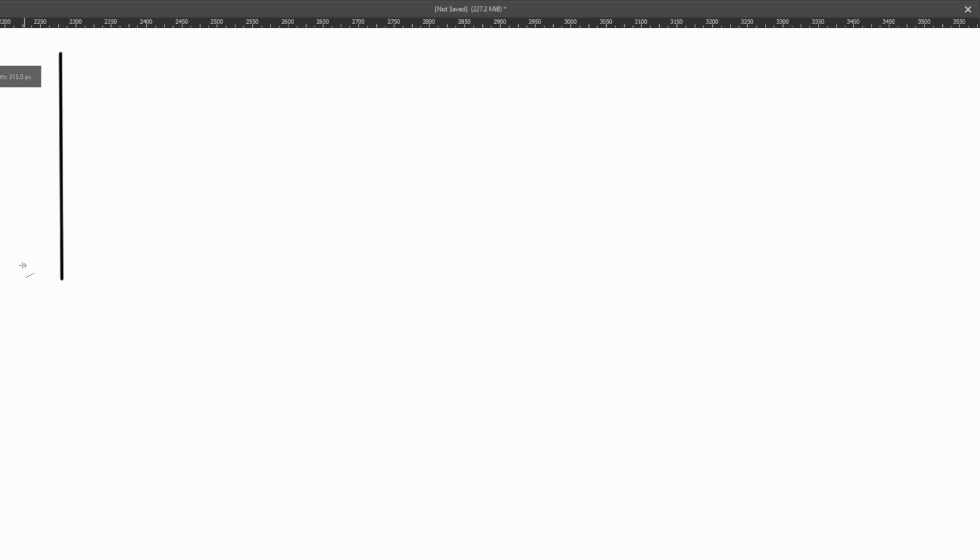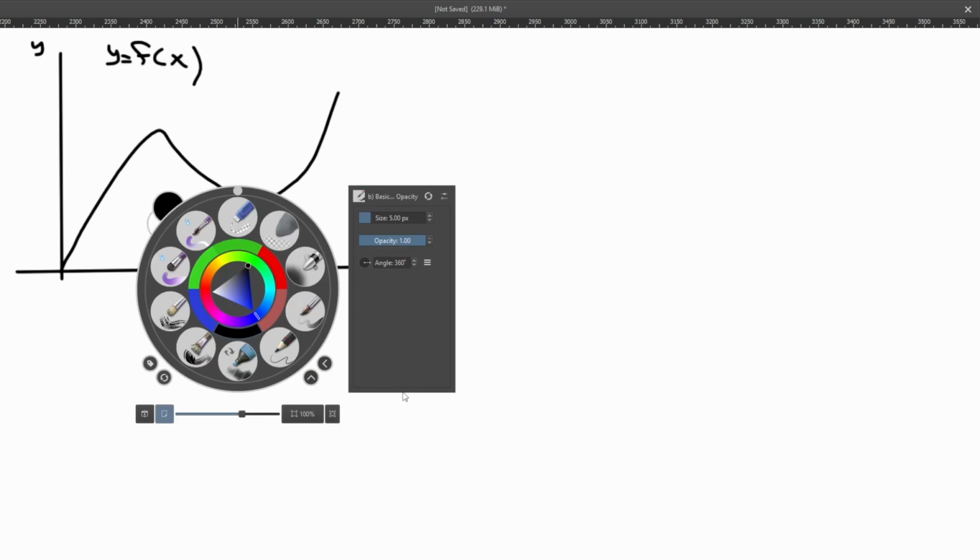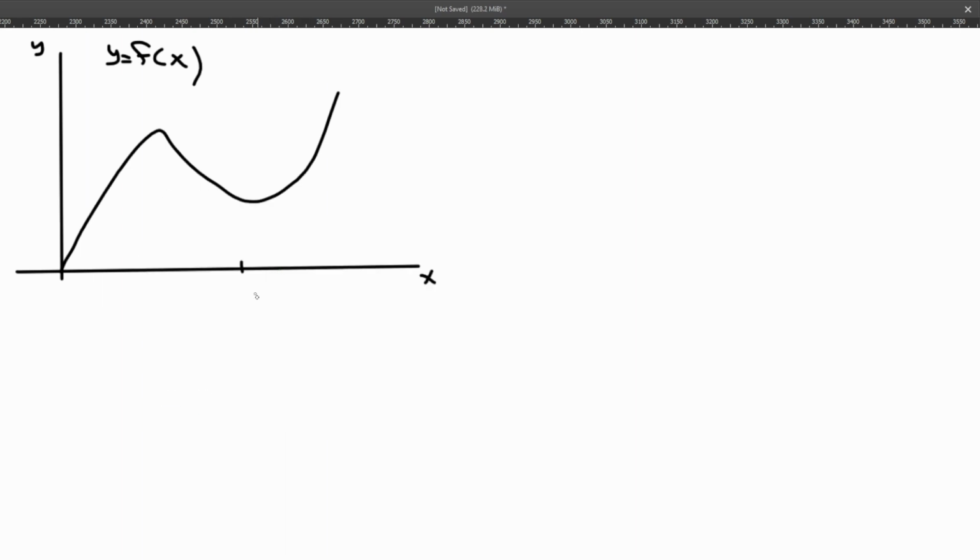So let's again draw a random function. I'm just going to say x and y, and that y equals f of x again. And it's going to be some random wild function like this. And I want some point, let's call it a. And the value of our function at that point is going to be f of a.